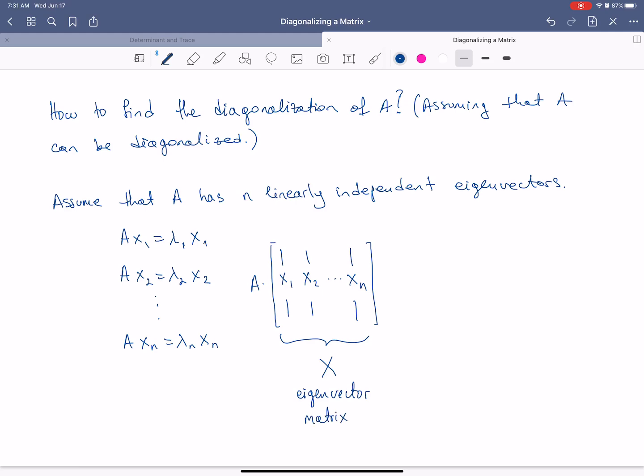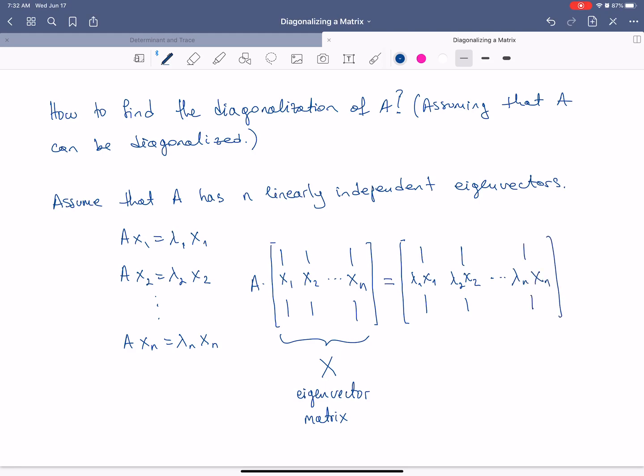Why the eigenvector matrix? Because it consists of the eigenvectors of A. So now we can carry out this multiplication in the form matrix times column, one column at a time. A times x1 gives us the first column, that's lambda 1 x1, and that's the first column of the product. Then the second column is lambda 2 x2, and the last column, lambda n xn.